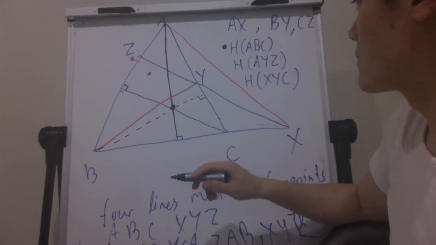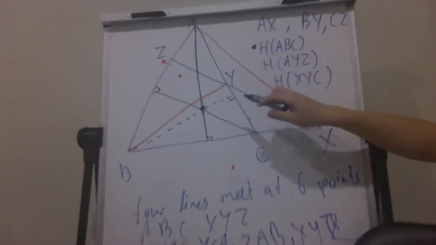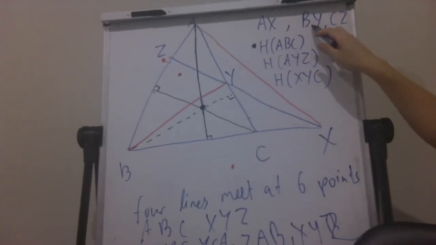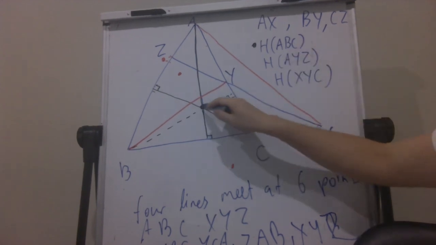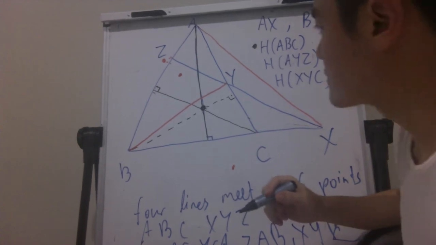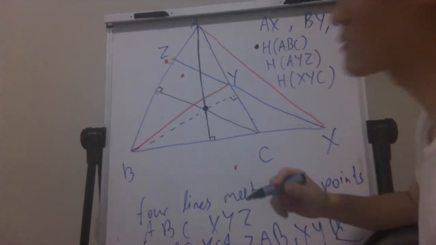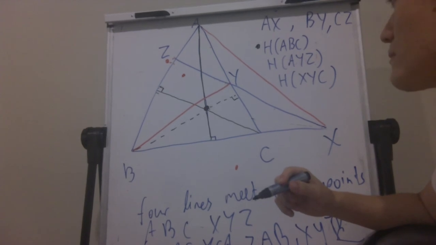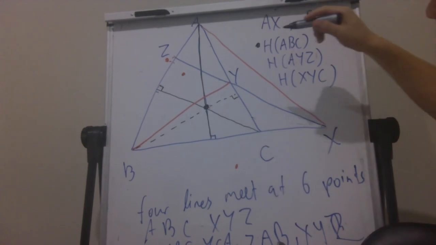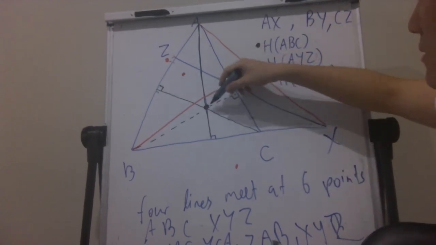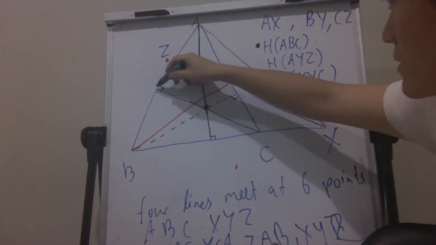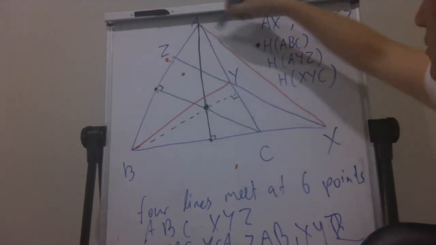And the other altitude. So then that shows that the circles with diameters AX and BY have a radical axis passing through the orthocenters of ABC. Okay, A, B, C, and A, Z, Y. So these two points here lie on the circle of diameter AX.